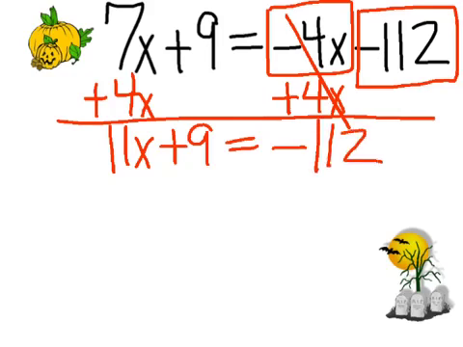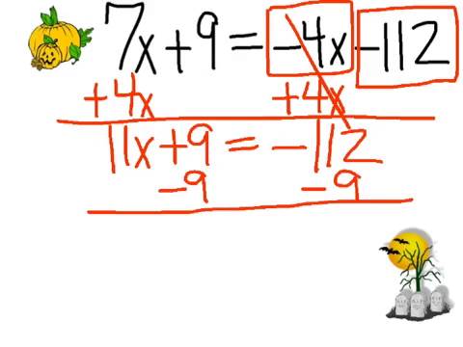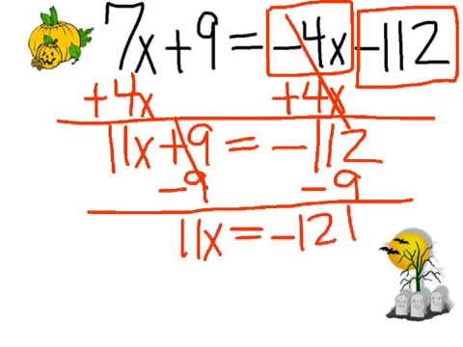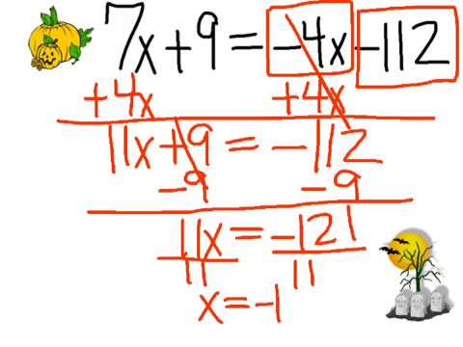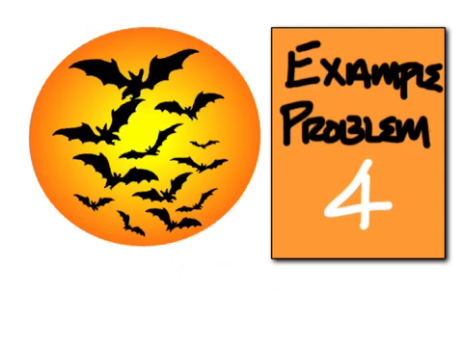Next, we want to move our 9 over. It's a positive 9, which means we want to subtract 9 from both sides. When we do that, on the left we have 11x. On the right, we have negative 121. We divide by our coefficient, which is 11. And our answer should be negative 11.